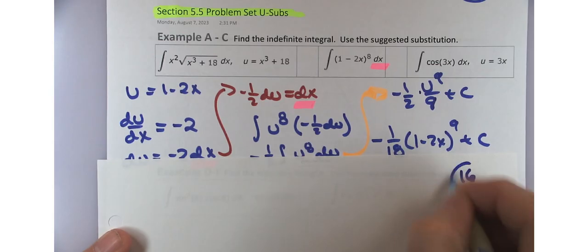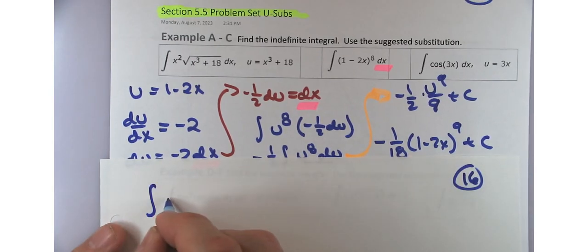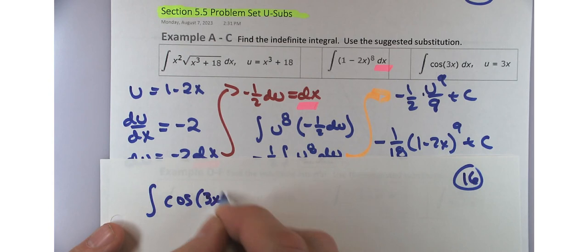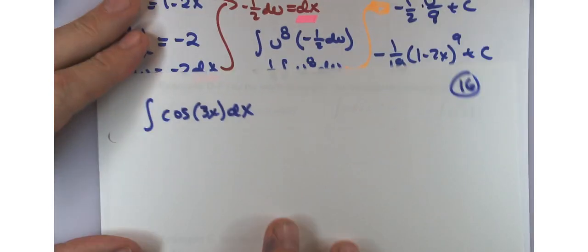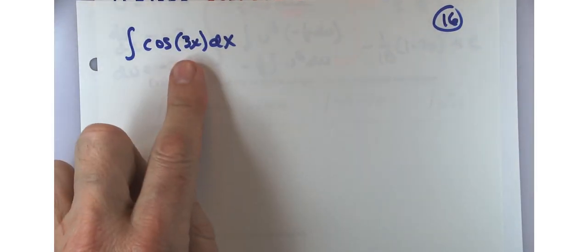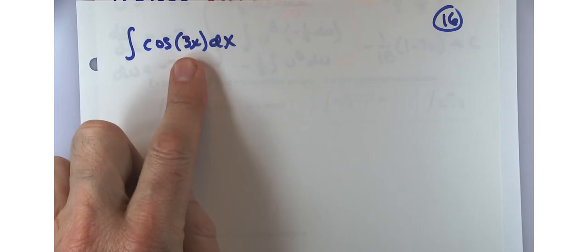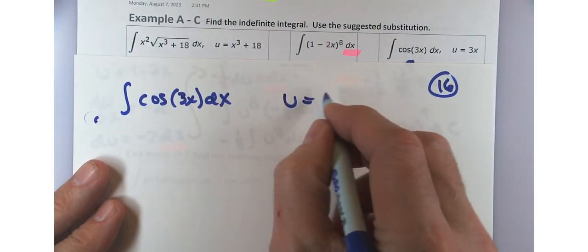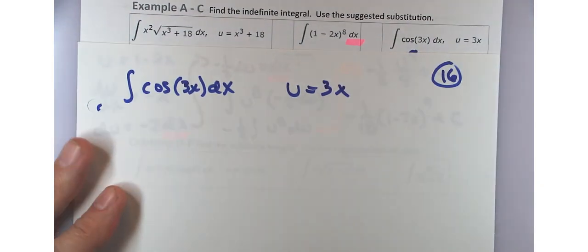So, integral of cosine of 3x dx. Now this is really close to something that we can find the antiderivative of. In fact, if this was a little bit different, you could do it directly. What would you need to change? Not cosine of 3x, but cosine of x. So that's kind of suggesting the substitution that they actually give you in this problem, and that is u is going to equal 3x. So there's your u.